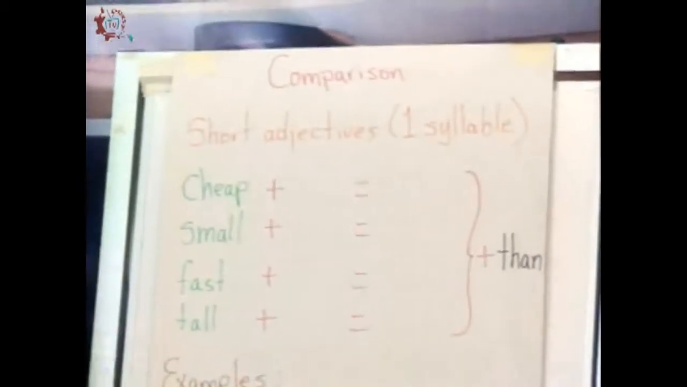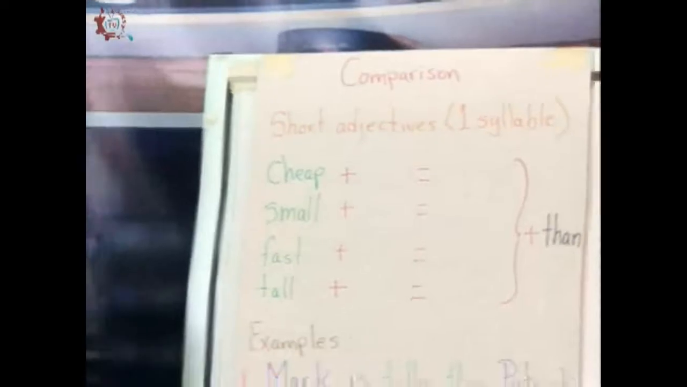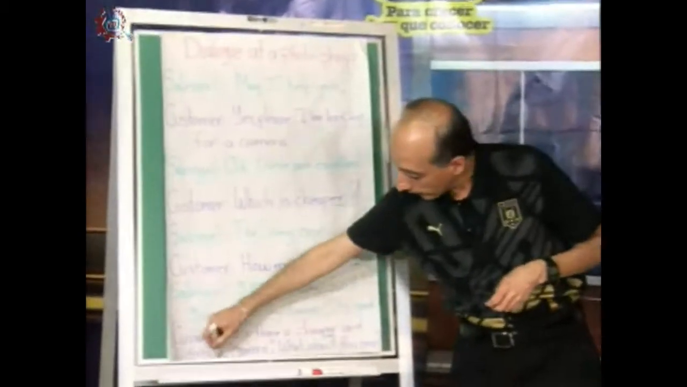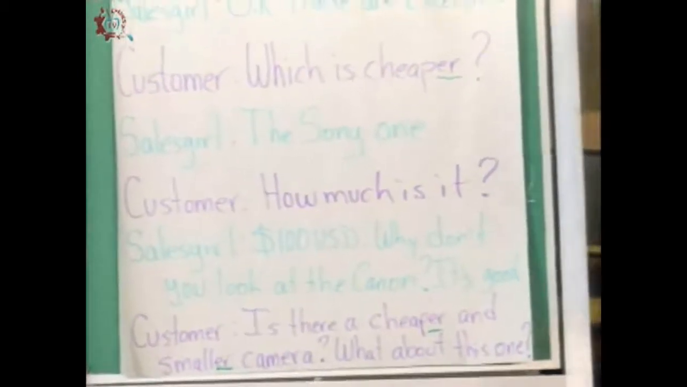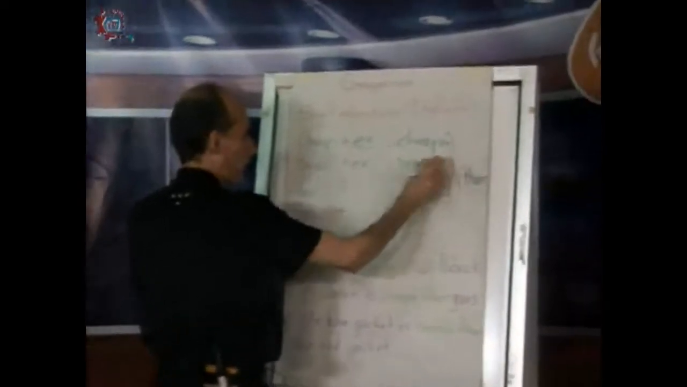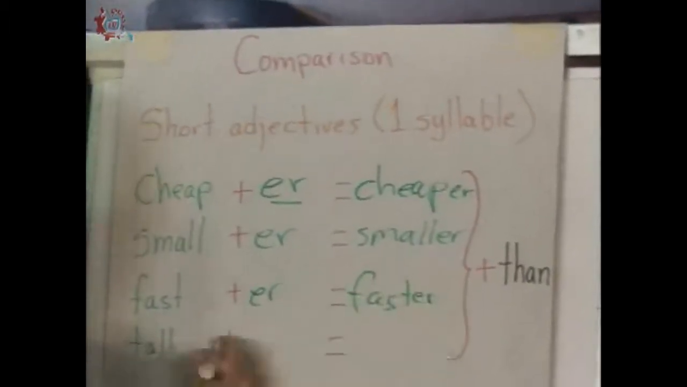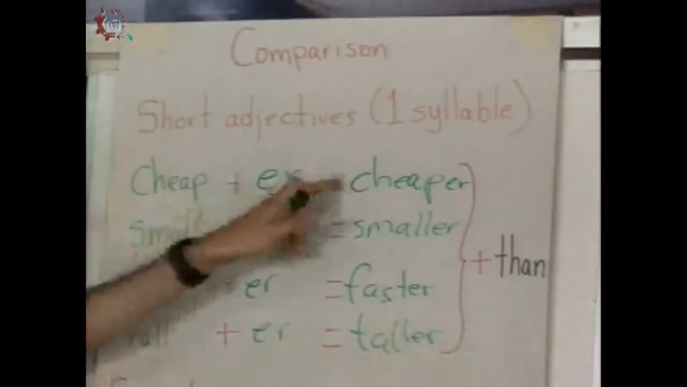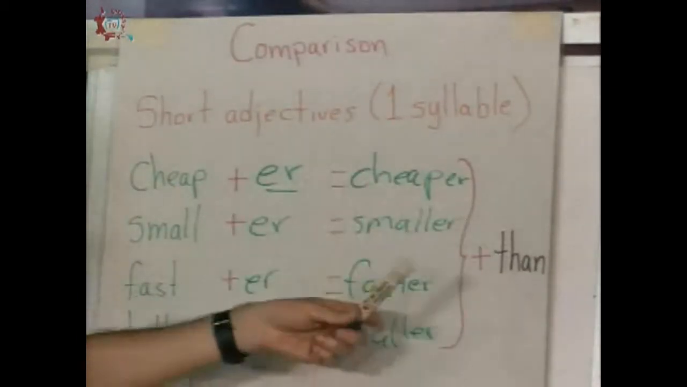As you can see here in the dialogue, I am going to pass the paper again. We have this word, cheaper. Notice, cheaper. And here, is there a cheaper? Again, and smaller. So, the 2 letters that we need for doing these comparisons? Exactly, it's ER. Cheaper, we add er at the end of the adjective. Smaller, cheaper than, smaller than, faster, and taller. Cheaper than, smaller than, faster than, taller than. In Spanish, we could say más barato que, más pequeño que, más rápido que, o más alto que.